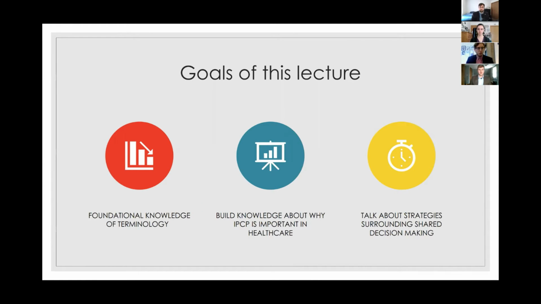So the purpose of this course is to discuss the foundations for interprofessional and collaborative practice. To do that, we're going to touch on three primary areas. The first is foundational knowledge of the terminology used to describe interprofessional and collaborative practice. The second is to build knowledge about why IPCP is important in healthcare. And the third is to talk about strategies surrounding shared decision-making and communication.